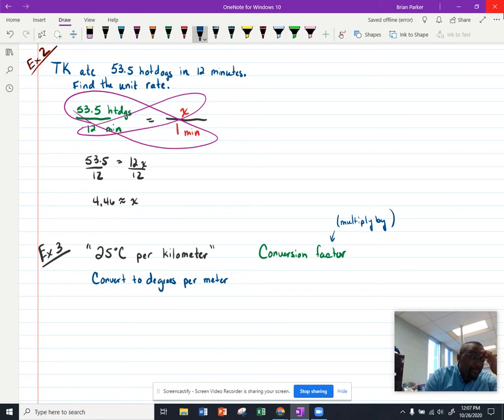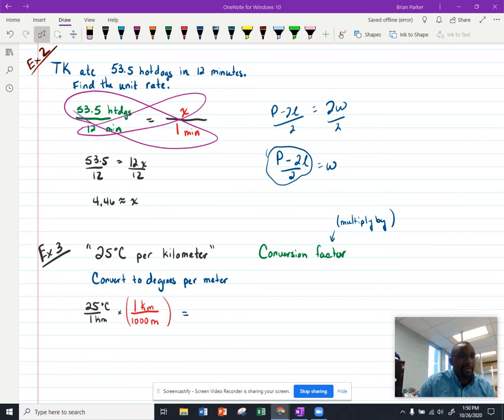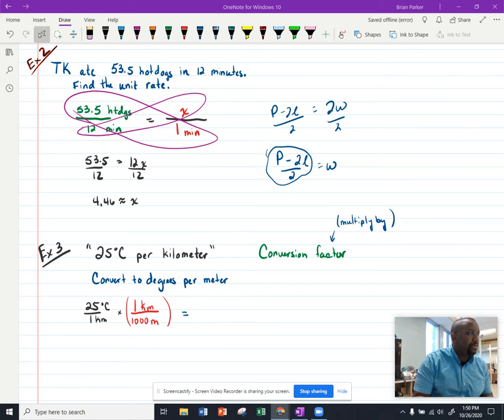Right. So if we want to convert 25 degrees Celsius per kilometer to something, they want us to convert it to degrees per meter. Okay. And so what I'm going to do is I'm going to take what they gave me. I'm going to take this 25 degrees Celsius per 1 kilometer. All right. Then I'm going to multiply it by this conversion factor. And the conversion factor always needs to be, here's the rest of this problem. So the conversion factor is the thing you're going to multiply by.